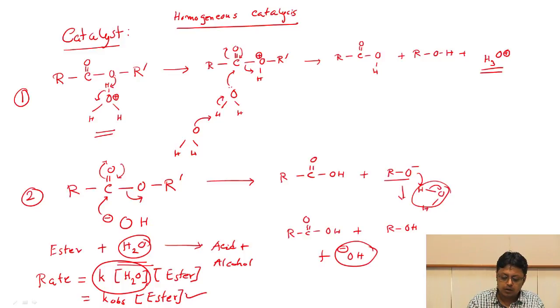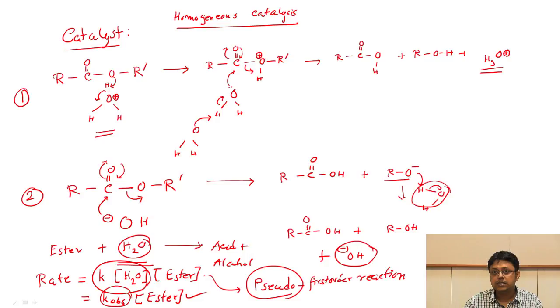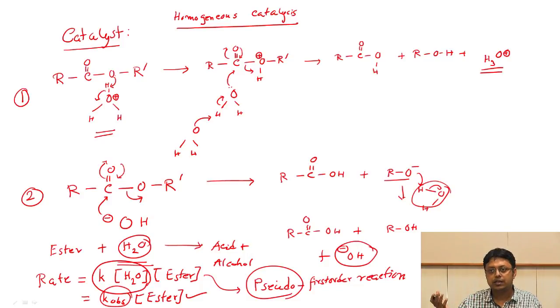The observed rate law is a first order rate law, but it is not exactly first order because it's a second order. So these kinds of reactions we call pseudo first order reactions. It is not actually first order, but we made a condition in such a way that one of the components is in large excess, so that its concentration does not change. Then the second order reaction behaves as a first order reaction.